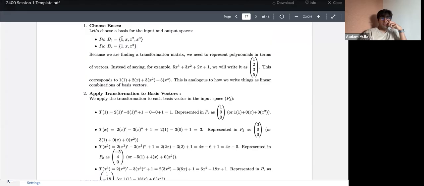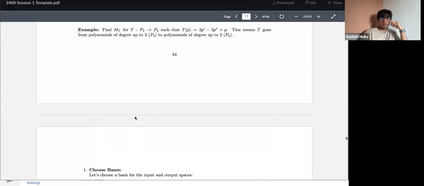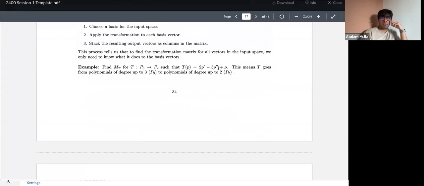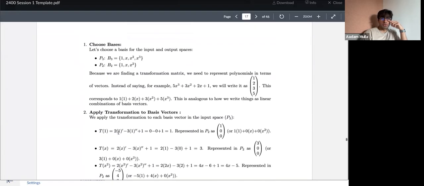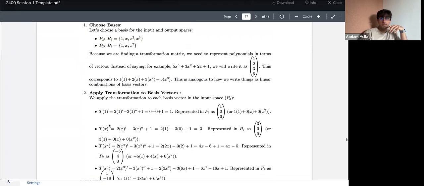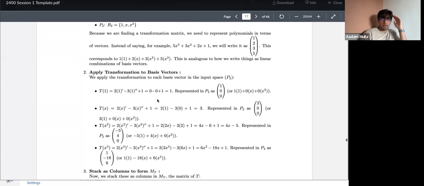So let's apply the transformation to each basis vector in P3. We're going to do T of 1, T of x, T of x squared, and T of x cubed. Let's do T of 1 first. Remember, the formula is it becomes 2p prime minus 3p double prime plus p. So 2 times the derivative of 1 minus 3 times the second derivative of 1, those both go to 0, plus 1 equals 1. Similarly, we do that for all of them. You can check the steps if you want. Now we have to take our answer. For the first one, we got 1, then we got 3, then we got 4x minus 5, and then we got 6x squared minus 18x plus 1.